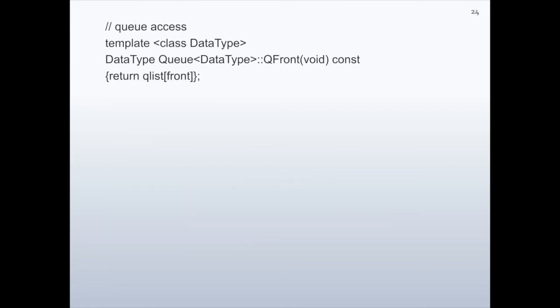The last one is queue access. The name of the function is queueFront. There is no input for the method. It is not changing the content of the queue, so it's a constant method. It will return data type. It returns the item stored at the front of the queue list.